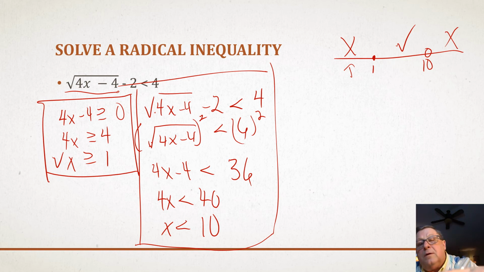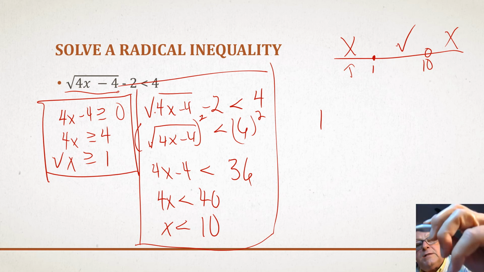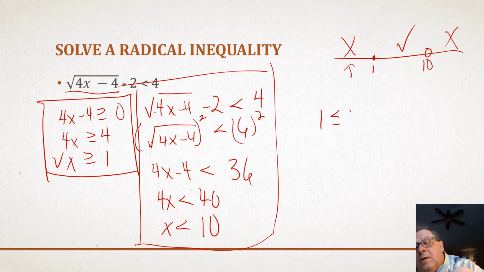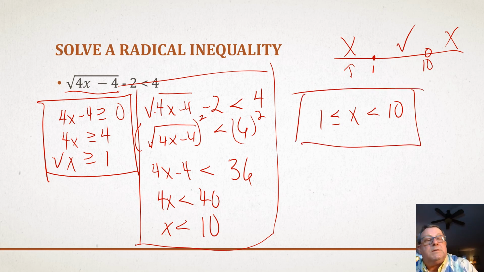So now what's my solution? I can say that x must be greater than or equal to 1, and x then has to be less than 10. So let's read it another way. X has got to be greater than or equal to 1, but it's also got to be less than 10. And Shazam, there is my solution set, and we have solved a radical inequality. Got to do those test intervals, people. That's the key.